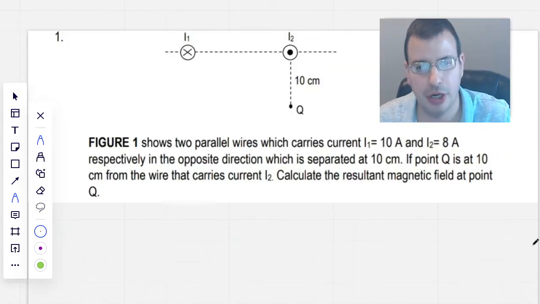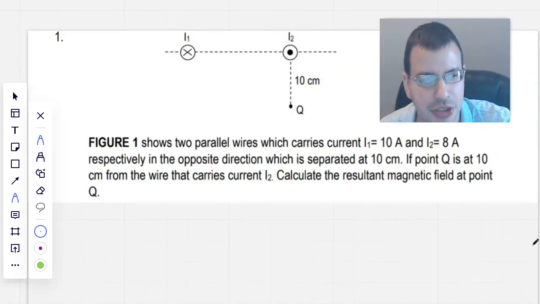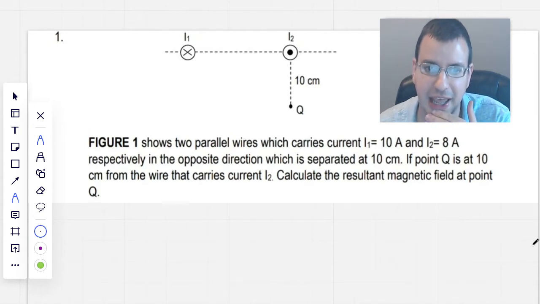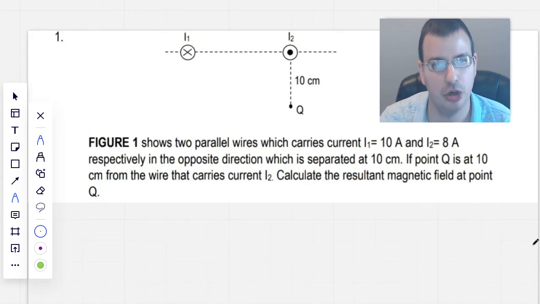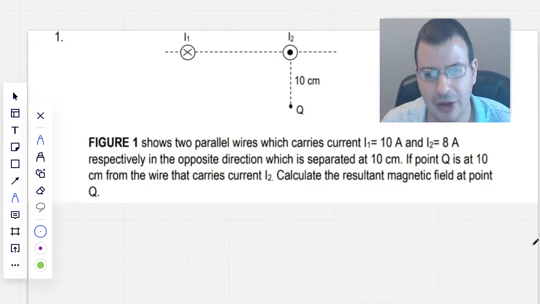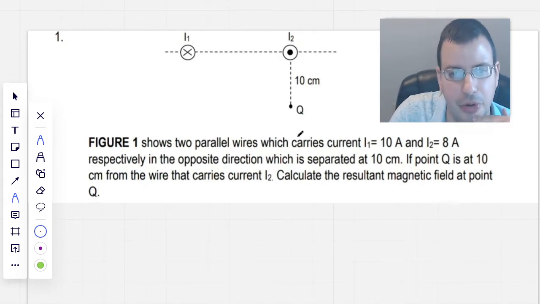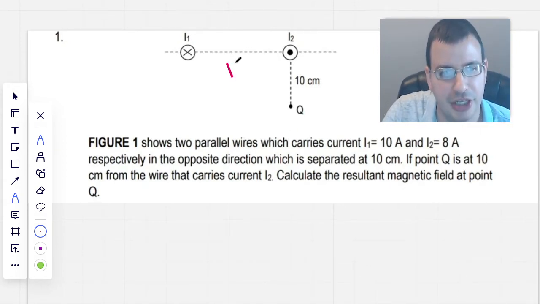Figure 1 shows two parallel wires carrying 10 amps and 8 amps with currents going in opposite directions, separated by 10 centimeters, and Q, which is 10 centimeters below wire number 2. Calculate the resultant magnetic field at point Q. This right here is 10 centimeters.